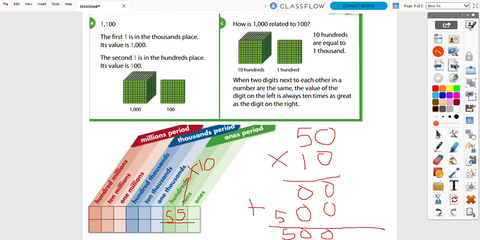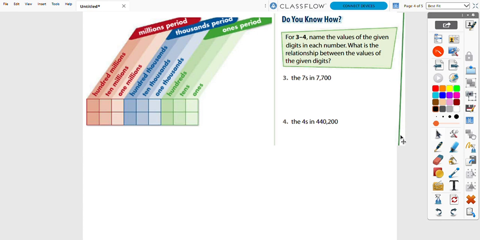Today, you will be looking at problems like this. I'm going to do number 3 for you. Follow along with your whiteboard if you'd like to. Name the values of the given digits in each number. What is the relationship between the values of the given digits? The 7s in 7,700. If you look again, these two digits are the same.